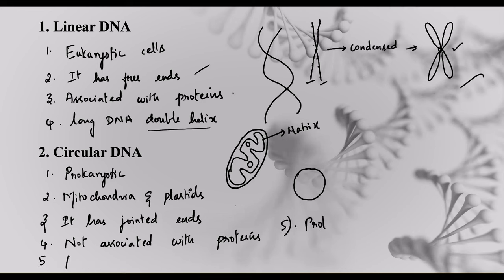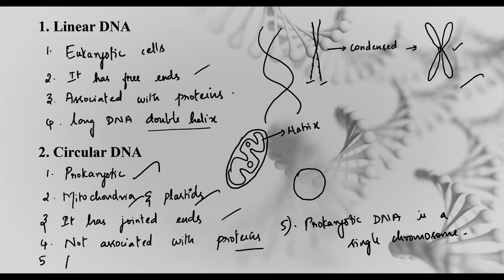So the prokaryotic DNA is quite opposite to linear DNA. It is found in prokaryotic cells and also in eukaryotic organisms, like mitochondria inside the cell and also in plastids. It has joined ends because it is a circular DNA, it is not associated with proteins, and it is a single chromosome.